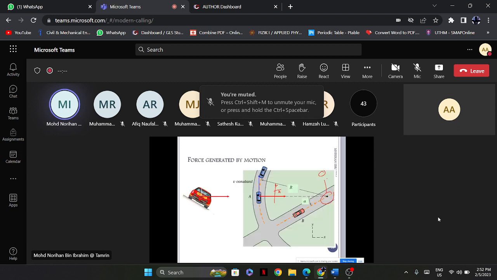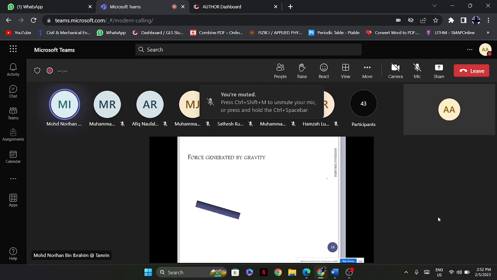So the next is force generated by gravity. We have this kind of illustration: a green block which is located on an inclined plane, the first one, and the second one is a block which is located on a flat surface, a horizontal plane. So look at this W. W is weight, the force generated by gravity for this one.